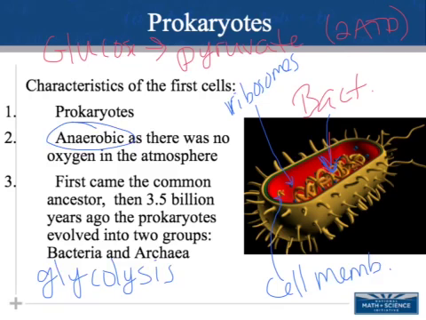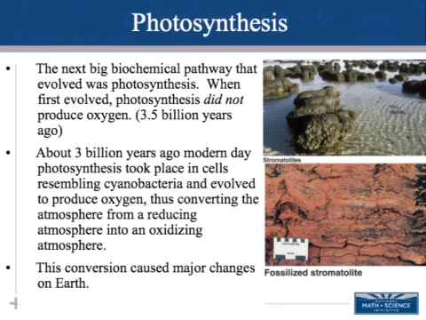And this also supports the theory of a common ancestor. Glycolysis is what is considered a conserved core process. Okay, and it adds credence again to the theory of a common ancestor. So our next pathway that would have come along after glycolysis would have been photosynthesis, our next big biochemical pathway. Okay, photosynthesis originally did not produce oxygen.